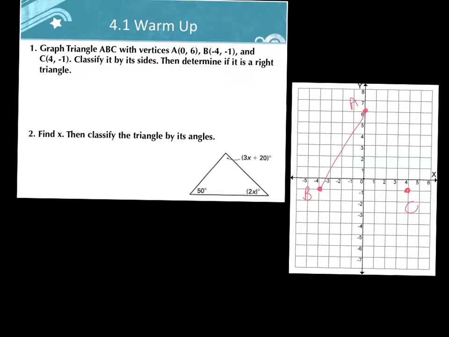So the first thing I've got to do is classify this by its sides. How am I going to do that? What do I have to know about these sides? Have to know how long they are, right? How do you figure out how long those sides would be? The distance between 2 points. Good. Distance between 2 points.